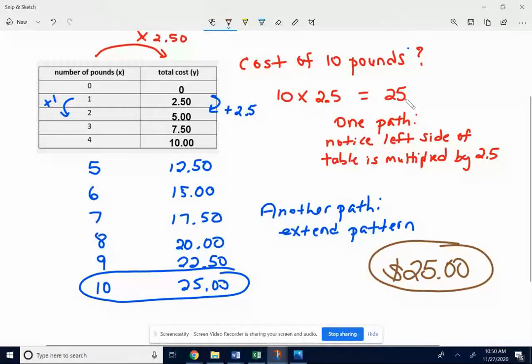Okay, another way to do it is to carry on the pattern. The left side of my data table keeps increasing by ones. The right side of my data table continues to increase by 2.5. So if I follow that pattern, I'm eventually going to get to 10 pounds equaling $25. Okay, and I'm sure some of you probably came up with even a different way to come up with the answer. But the answer to that would be $25.